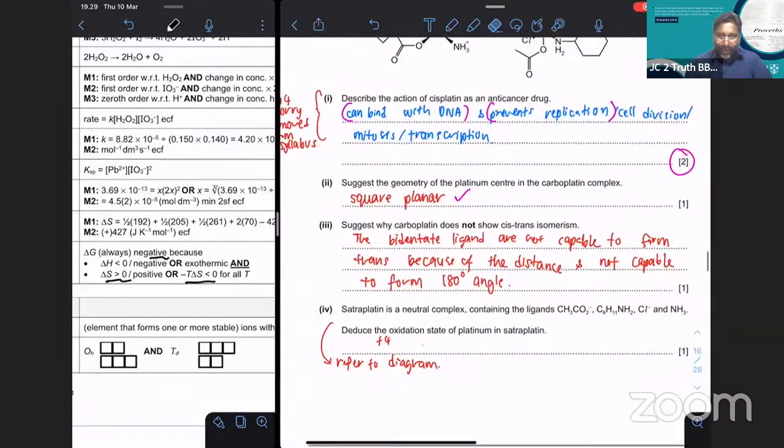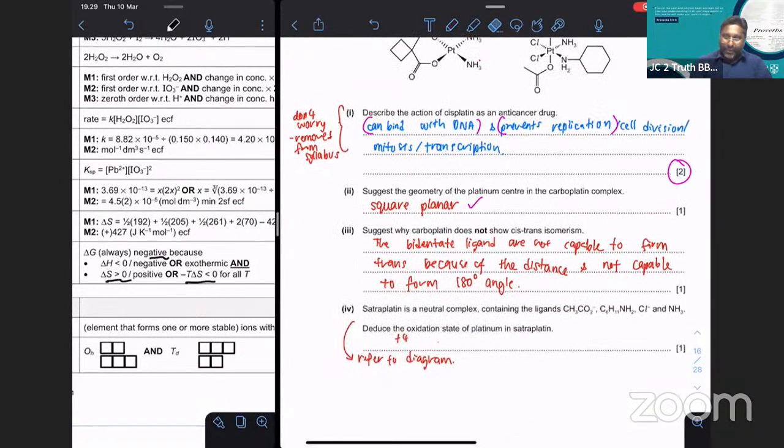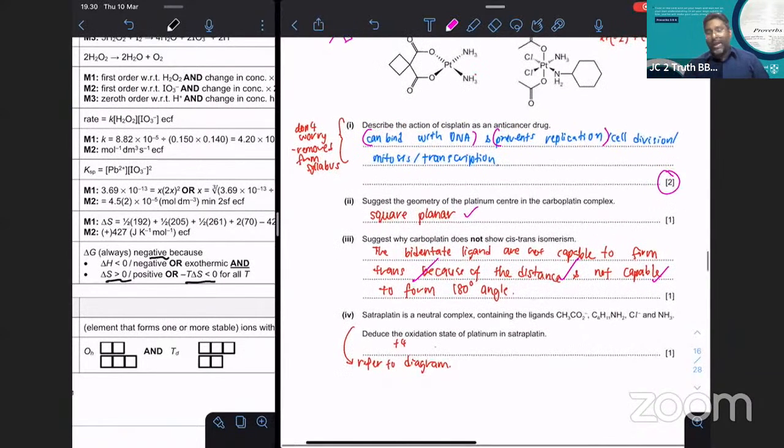So here, the bidentate is a bidentate ligand. They are not capable of forming trans isomerism. Cis, no problem. Trans cannot, because of the long distance, and it's not capable of forming the 180-degree angle. So the bidentate will have that problem. There are certain ligands that are possible to do that, like for example EDTA, a polydentate, which can form the entire octahedral structure and so on. So in this case, this ligand is not capable.